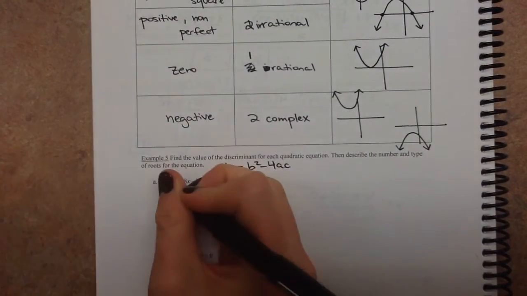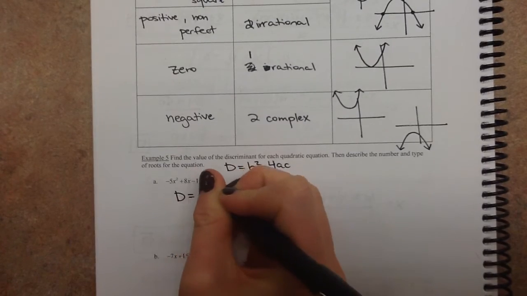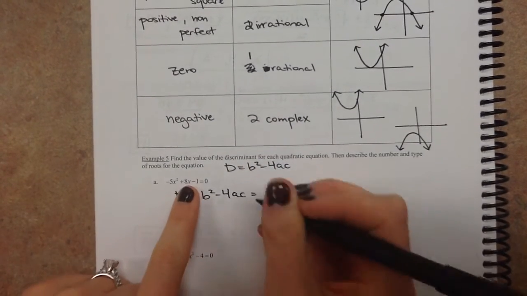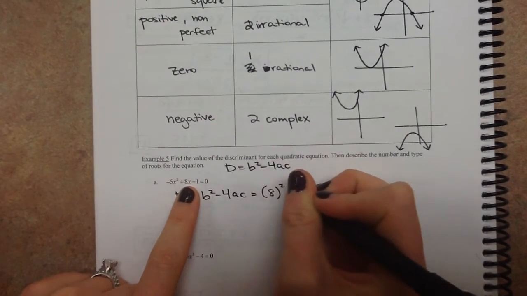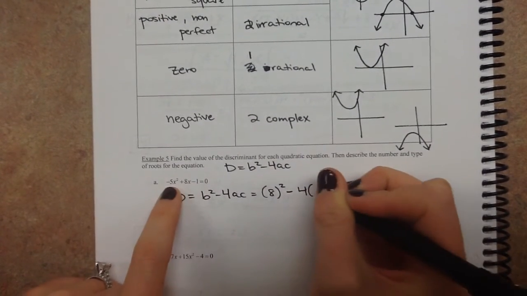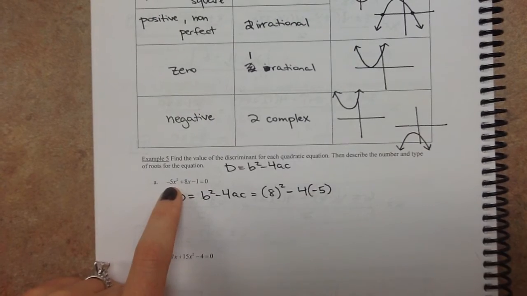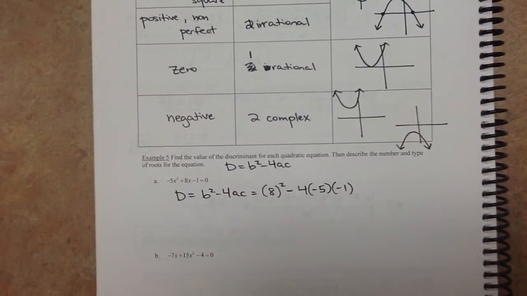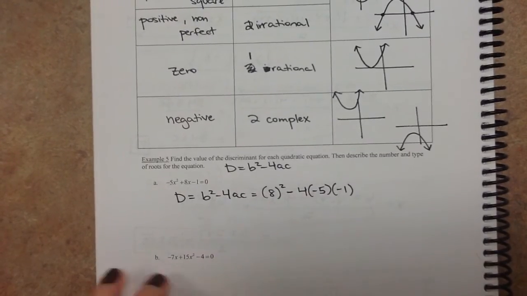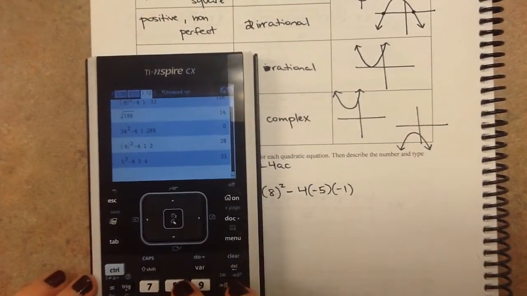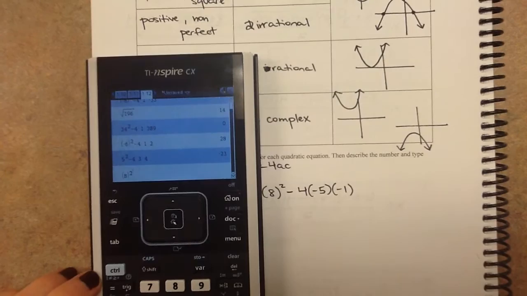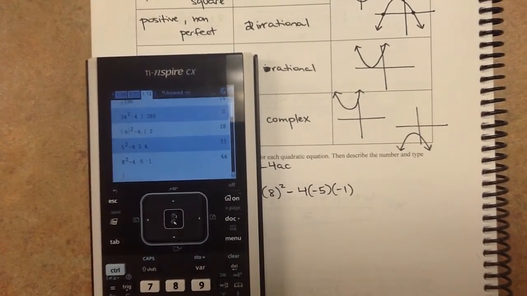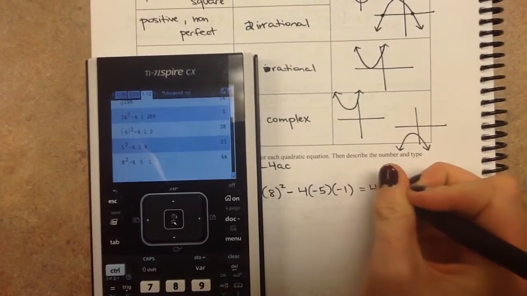Okay, so here, the discriminant, b squared minus 4ac, we can fill in the following values. Here b is 8, that's the number in front of the x. a is -5, that's the number in front of the x squared, and then c is -1, that's the number that's just hanging out by itself. So we could plug this right into the calculator. You've got 8 squared minus 4 times -5 times -1. To enter, we come up with 44.